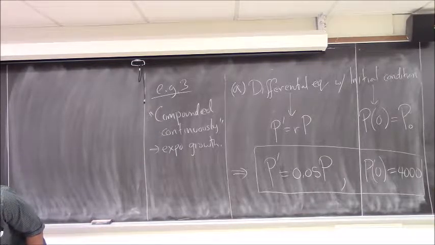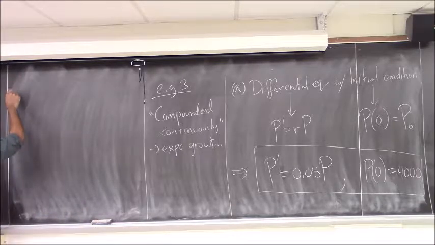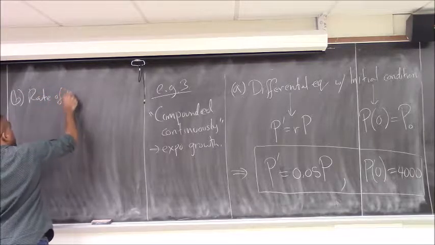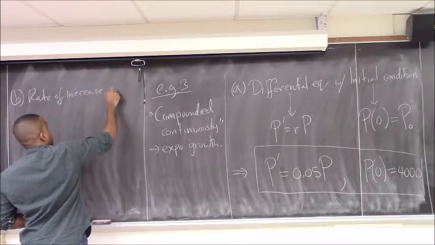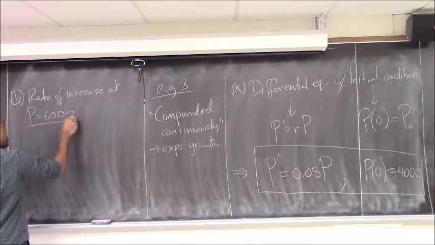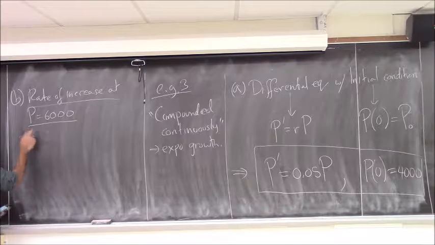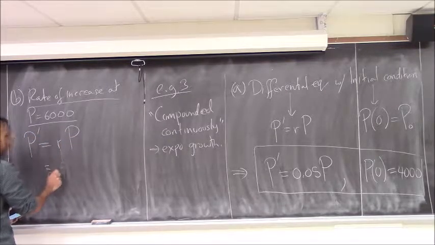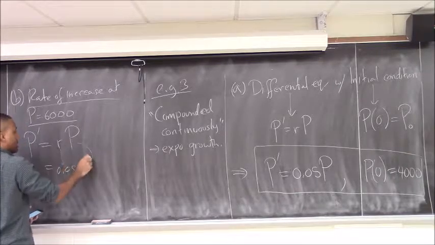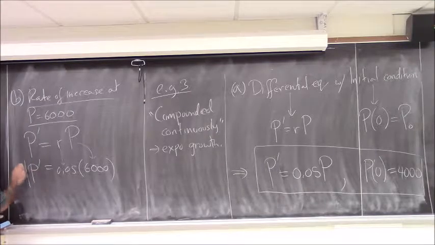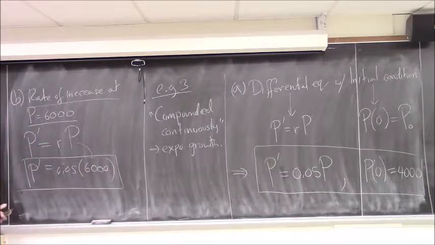At what rate in dollars per year is your account increasing when the balance reaches 6,000? So we want the rate of increase at P equals 6,000. What are we referring to? P prime. So we just want P prime. We know that equals RP, and we just plug it in. R we know is 0.05. P we were just told is 6,000. And that's the rate at which it's increasing when it's 6,000.